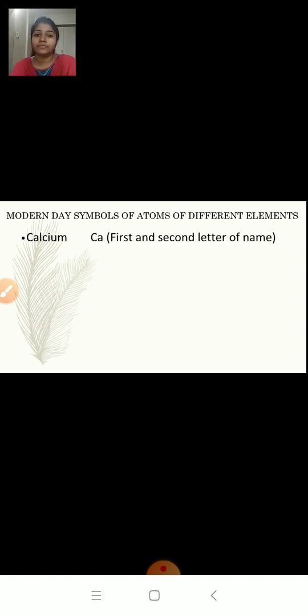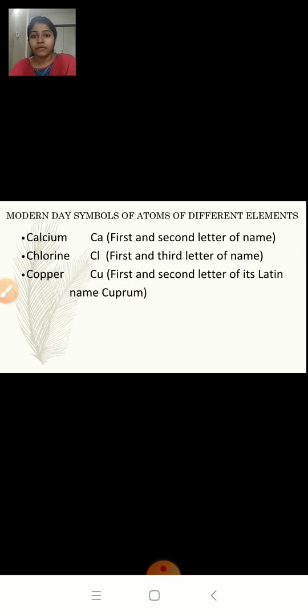Now calcium. The symbol is not C. It is Ca. Why? Because C is already taken by carbon, so we cannot use that over here. So for calcium, the symbol is Ca, that is the first and the second letter of the name. Chlorine. It is Cl, the first and the third letter. Now remember, when you are writing this symbol, the first letter is always capital and the second letter is always small.